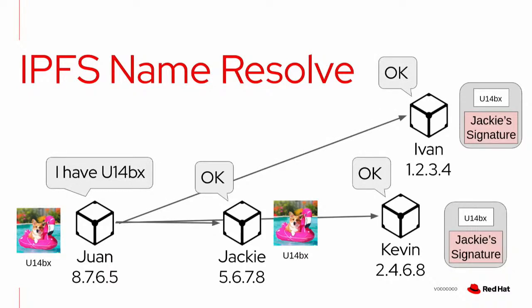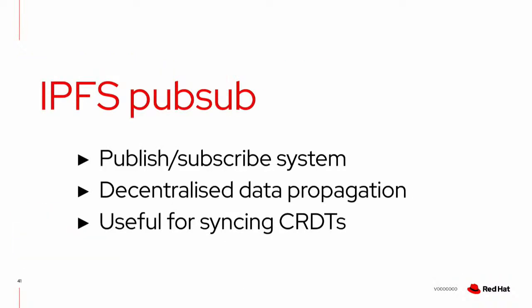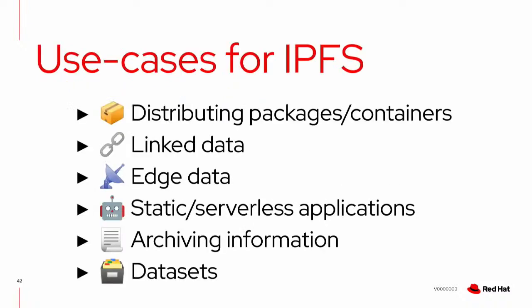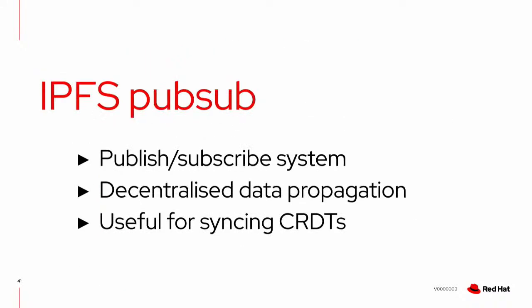And now, again, he downloads it and he announces it to the network. There's also this thing called PubSub, which we're not going to get too into, but it's a way of publishing and subscribing to messages that are on the network. And this is really great because you can do conflict-free replicated data types. These are largely used in distributed systems.